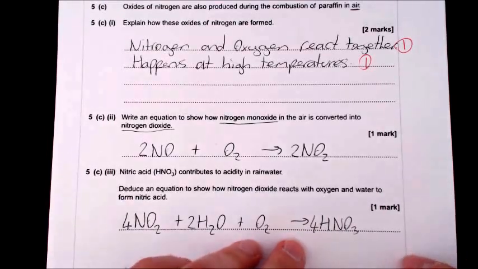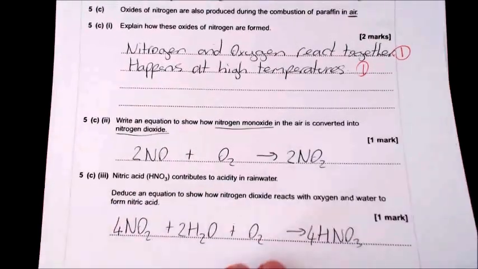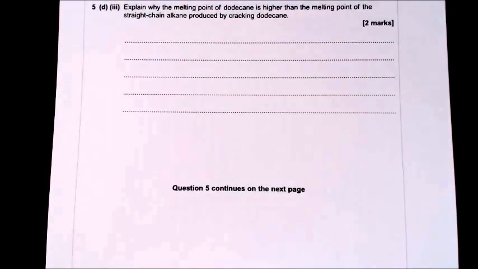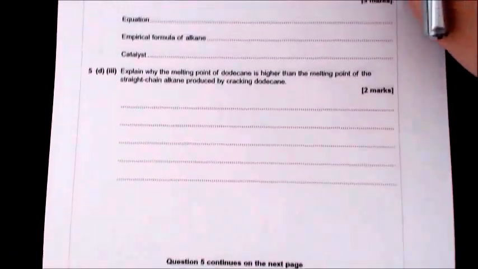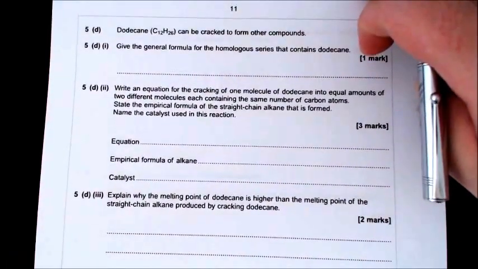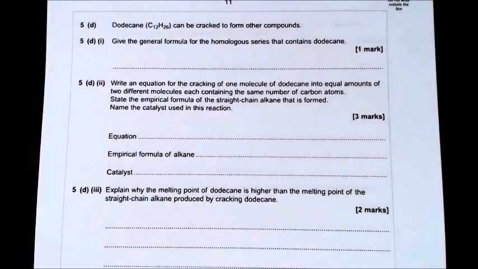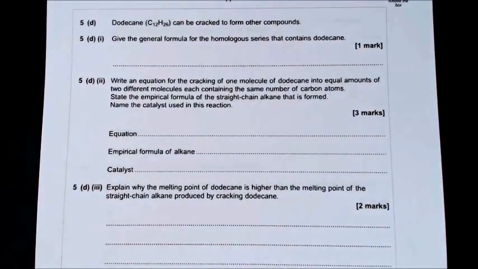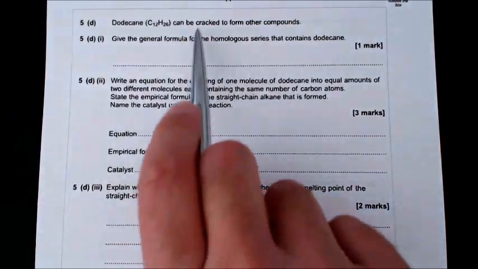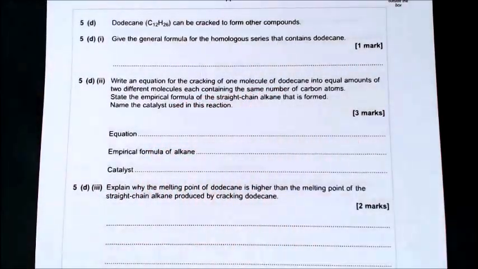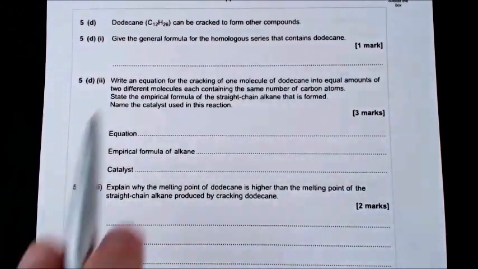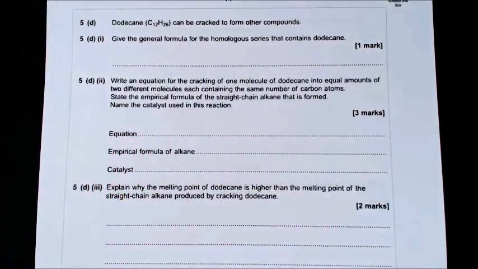All right, okay. So let's move on. It's quite a big question, this one. There's a lot of marks up for grabs. Okay, so if we drag it down just so we can see the top question. Okay, so we're still talking about dodecane, C12H26, and this can be cracked to form other compounds. Give the general formula of the homologous series that contains dodecane.